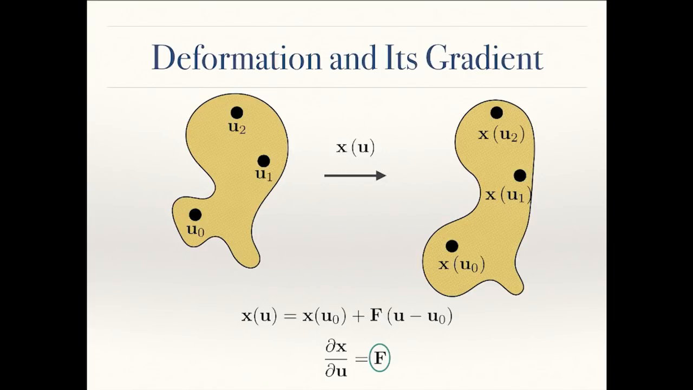Because elastic forces don't depend on absolute positions. We don't need to know x of u0 to compute elastic forces. Everything we need to know is actually encapsulated in this deformation gradient f, which ends up being just 9 numbers.